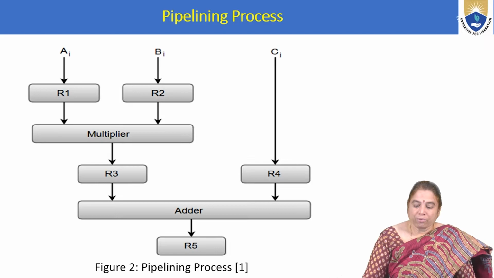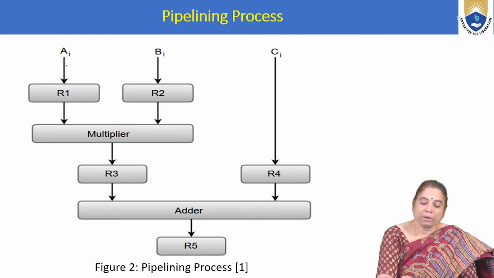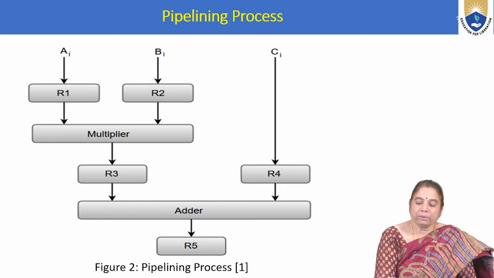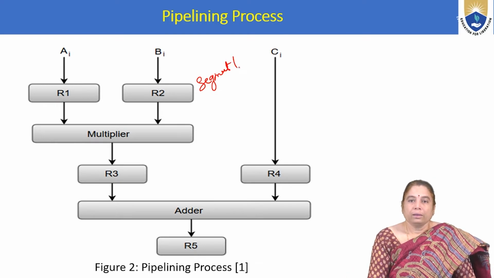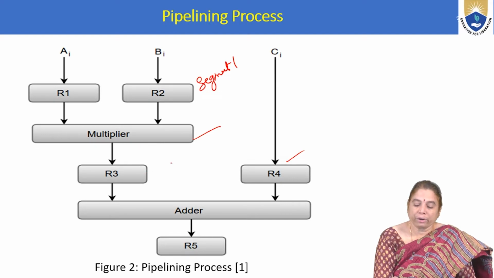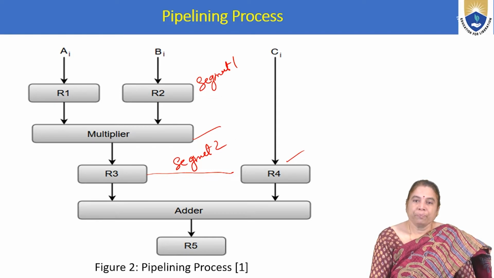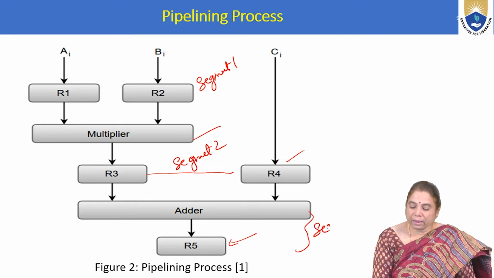So now with a flowchart, we describe how this pipeline process can be implemented. Here the Ai value is first loaded to R1, and the Bi value is loaded to R2. So this is the segment 1 operation. In segment 2, the multiplication and inputting Ci to R4. In the multiplication, the product value is loaded to R3. So these are the segment 2 operations. After the product and inputting the third value, in segment 3, the addition is performed and this sum is stored in R5. So these are the segment 3 operations.